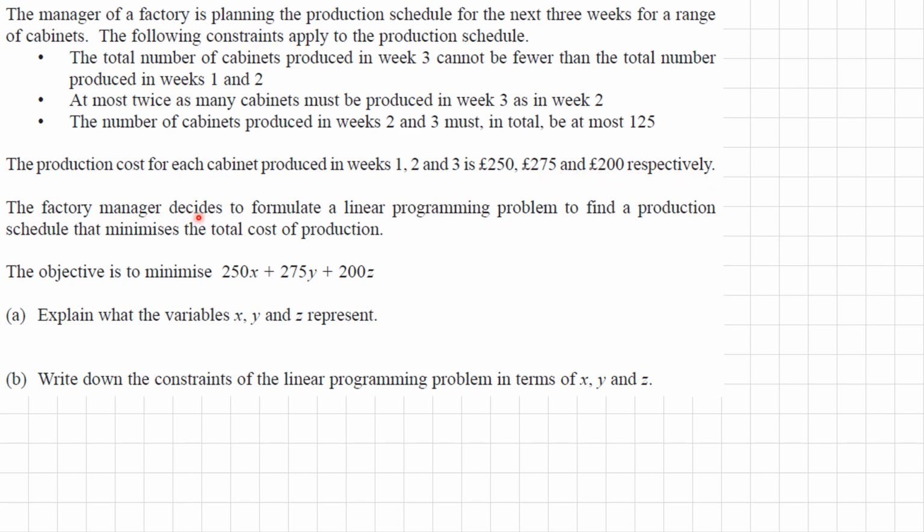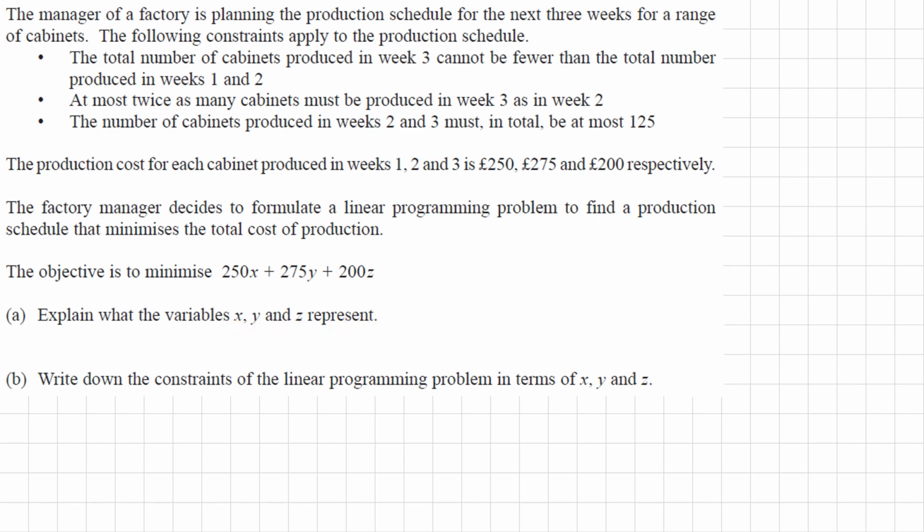The factory manager decides to formulate a linear programming problem to find a production schedule that minimizes the total cost of production. The objective is to minimize 250x plus 270y plus 200z. Part A, explain what the variables x, y and z represent.